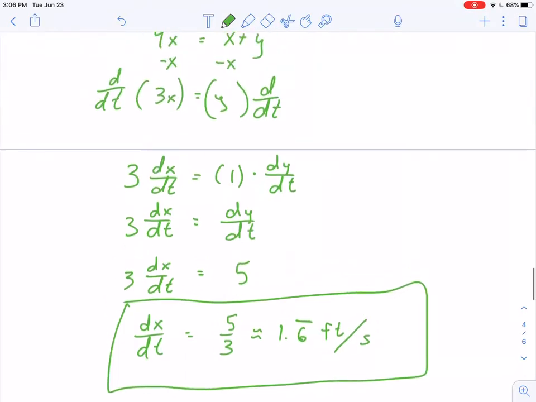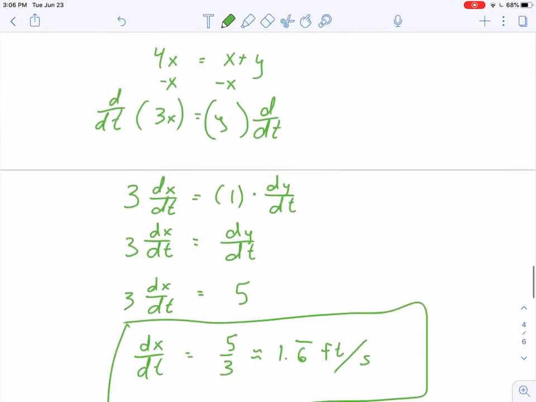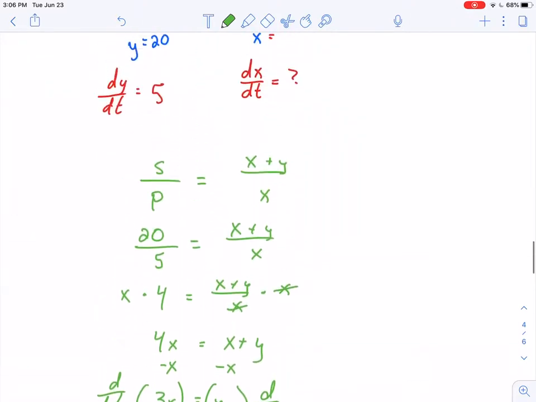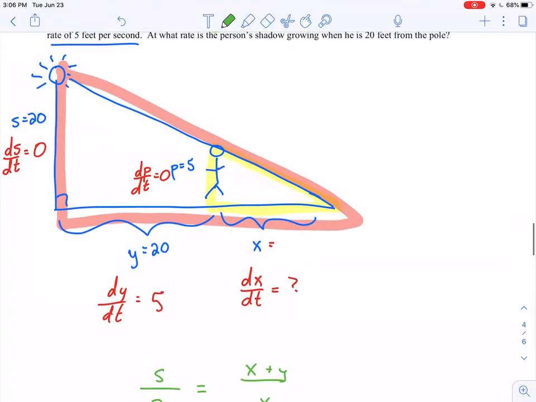Let's maybe go back then and check, is that right? We ended up with a positive answer, even though it's not written there. It's really a positive 5/3 or a positive 1.6 repeating. Is that reasonable for us? Well, if I go back and look, remember we said the person is walking away from the pole, so this person is walking further away.